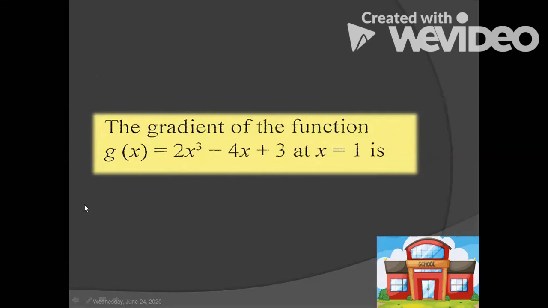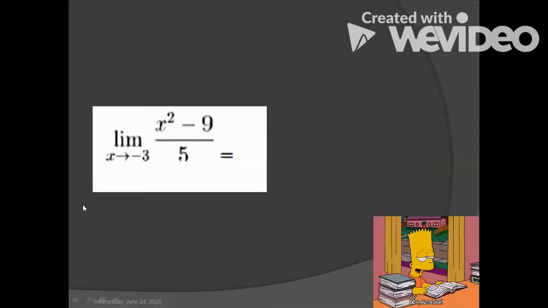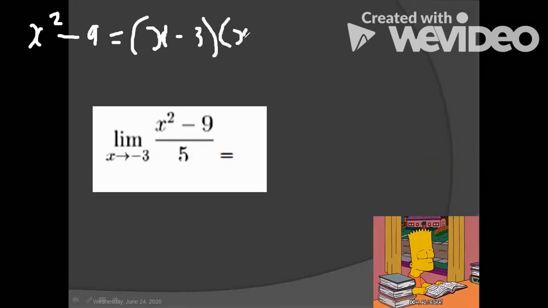Alright, moving on smoothly to our next question. We have another limit question. x squared minus 9 can be expanded, right? x squared minus 9, we can expand that to be x minus 3 times x plus 3.